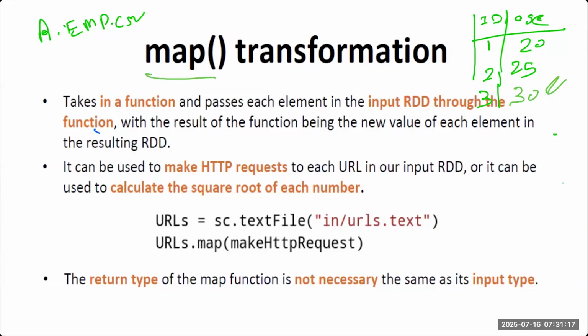What map will do, let's suppose that you want to subtract the age from each ID. Like let's suppose you want to subtract two years from all the ages. In this way you will use the map. Map will iterate through all the elements of your file. It takes a function and passes each element of the input RDD through the function.